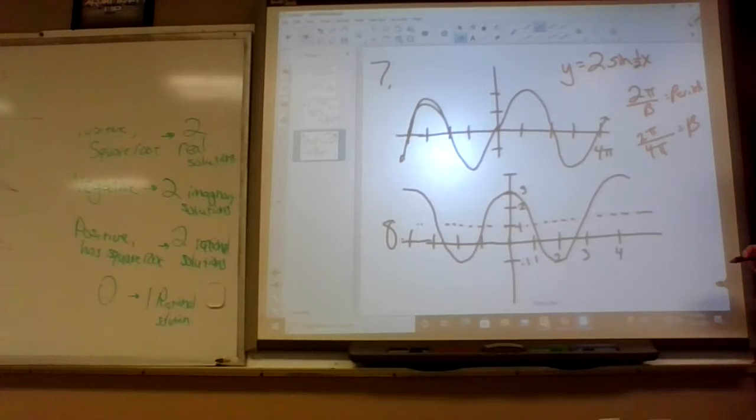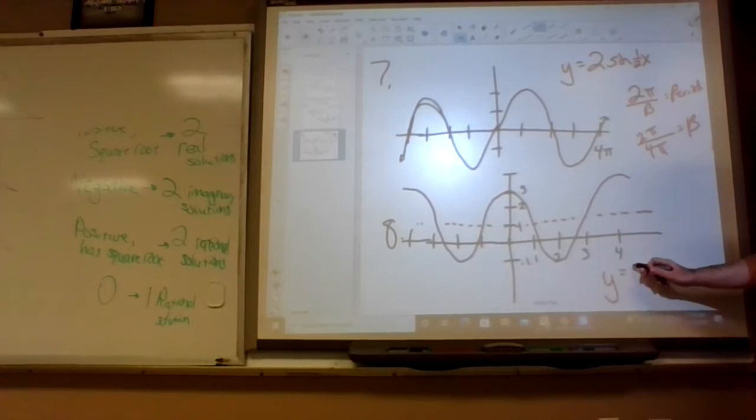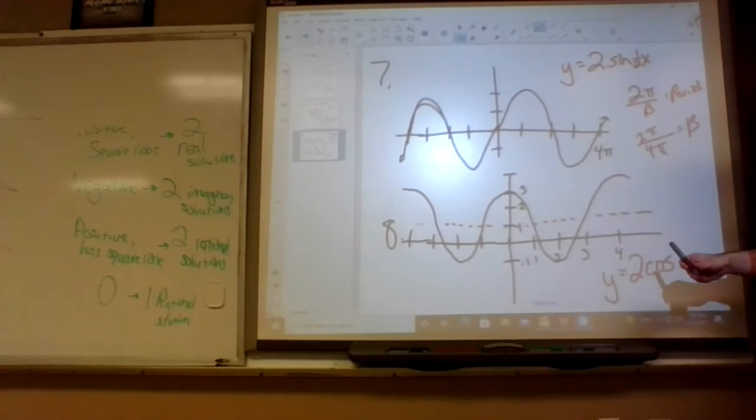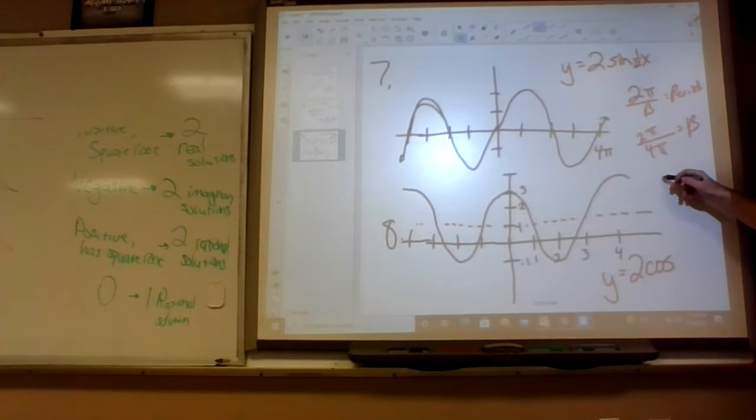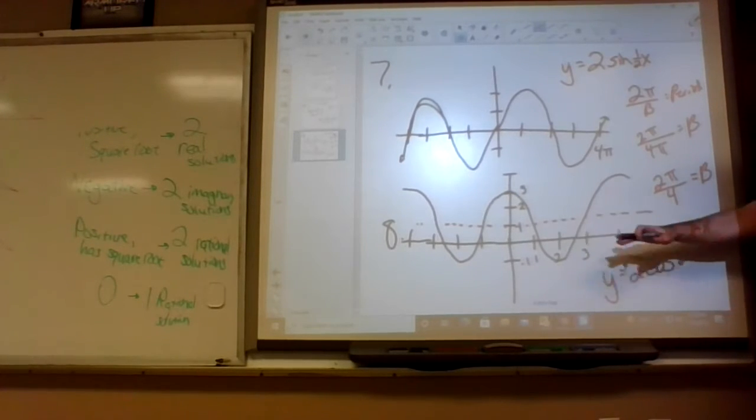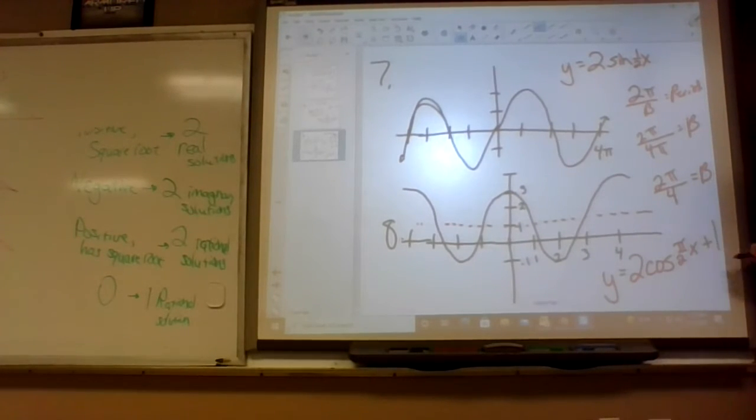So what's the amplitude? 2, still. It's cosine. Okay, what's the period? 4 pi. So 2 pi over the period should equal the b value. So 2 over 4, 1/2 pi, or pi over 2. And then because the graph has moved up 1, plus 1.